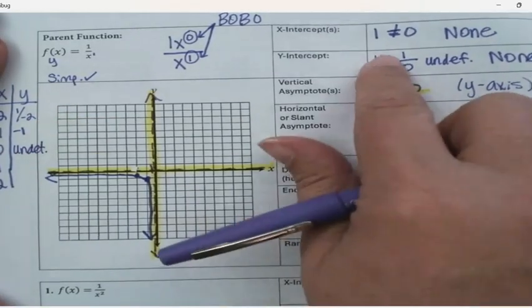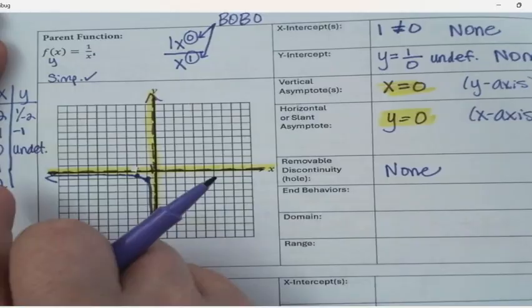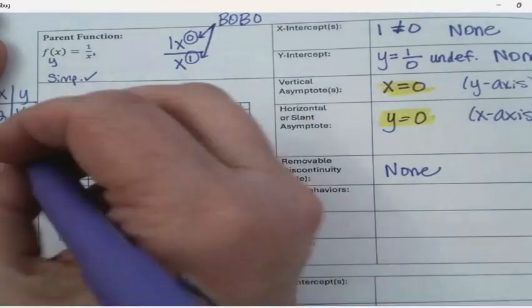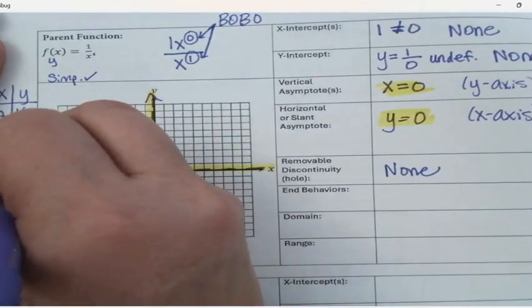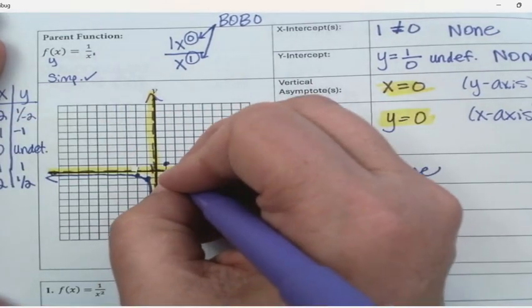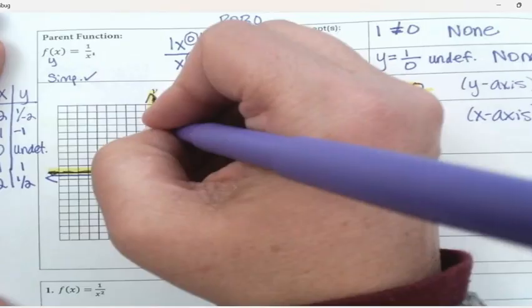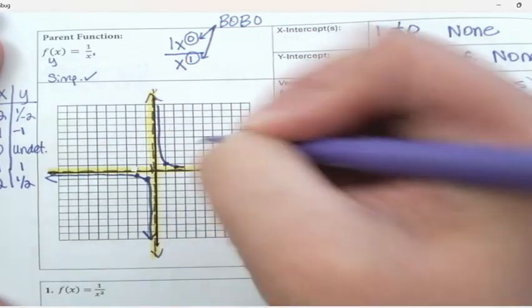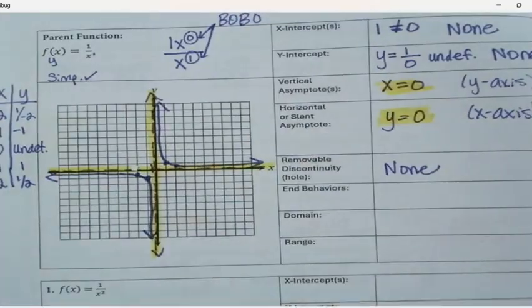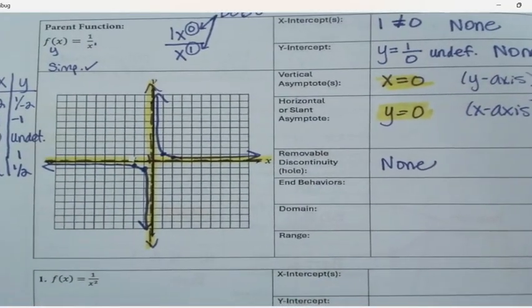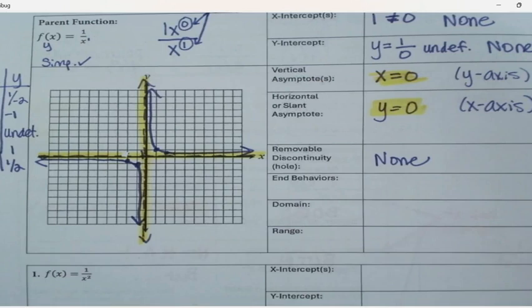Okay, 0, I can't divide by 0. So this one's undefined. I should have already known that. I already plugged in 0 right there to check for my y-intercept. Okay, how about 1? 1 divided by 1 is just 1. So over 1, up 1. And 1 over 2 is 1/2. So over 2, up 1/2. This one must do the opposite on the other side and come around like this. And this is what my graph looks like.